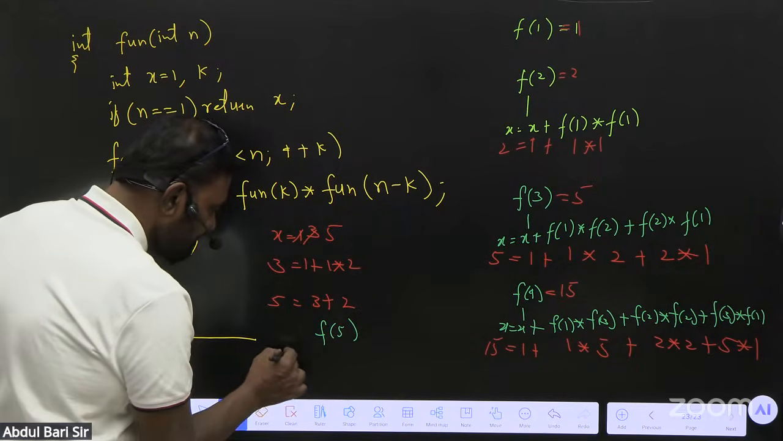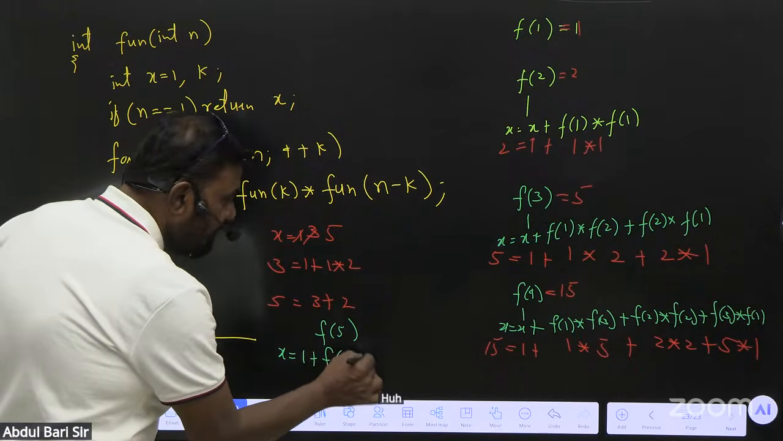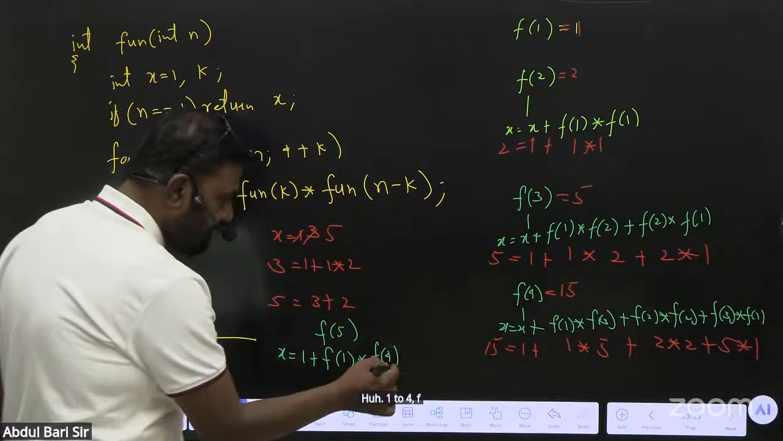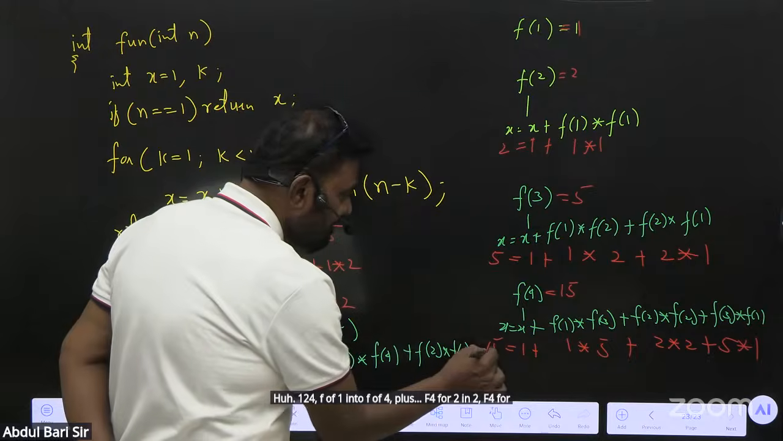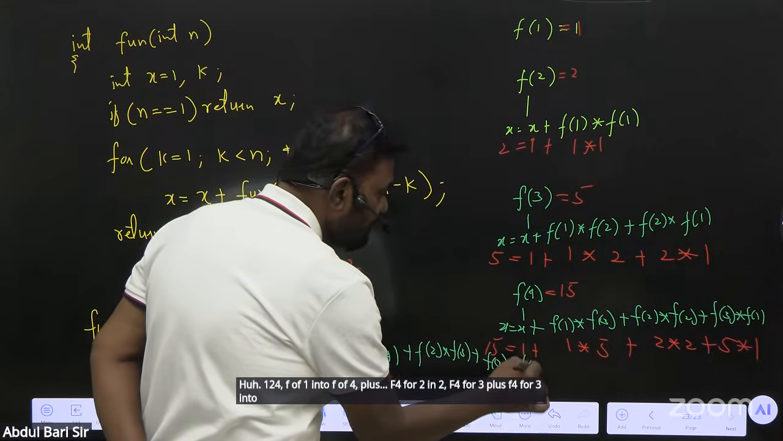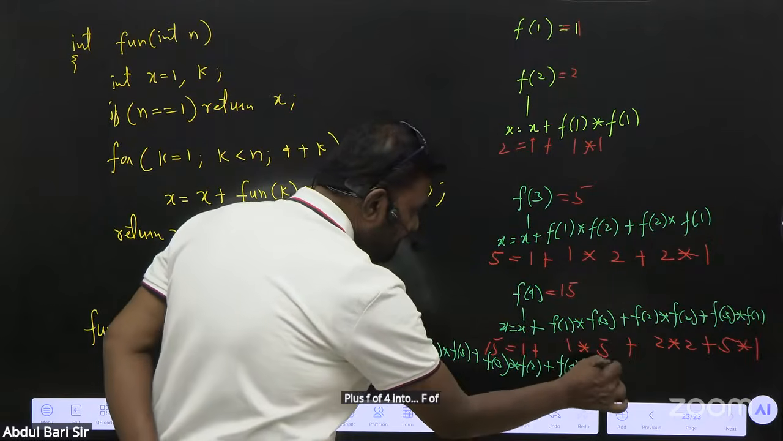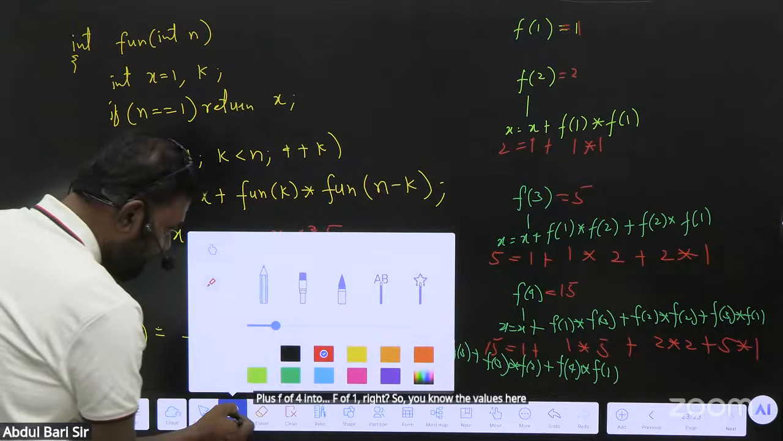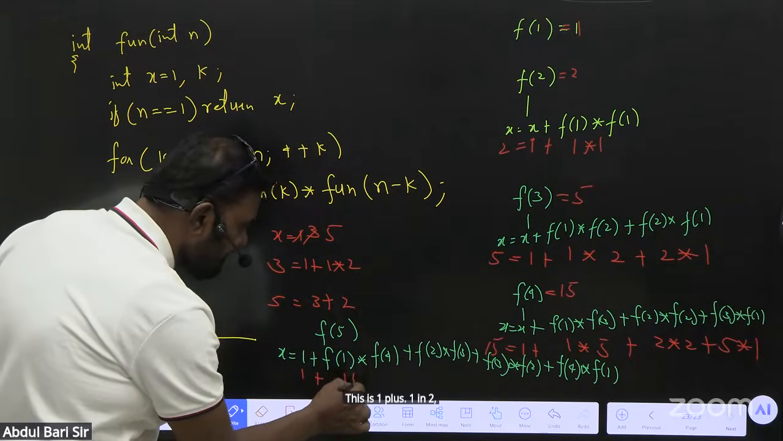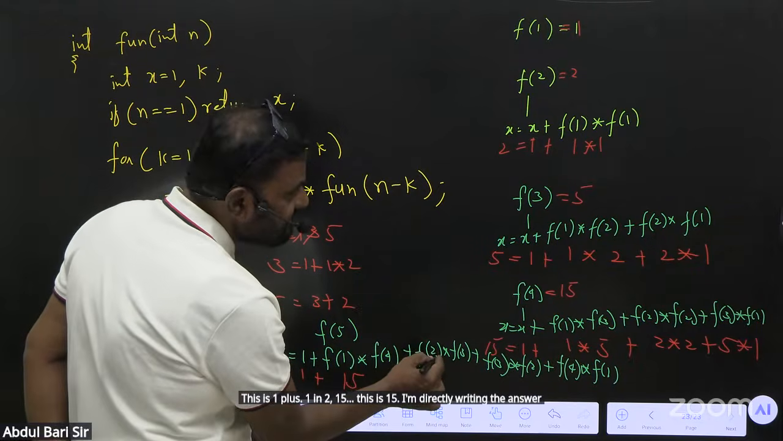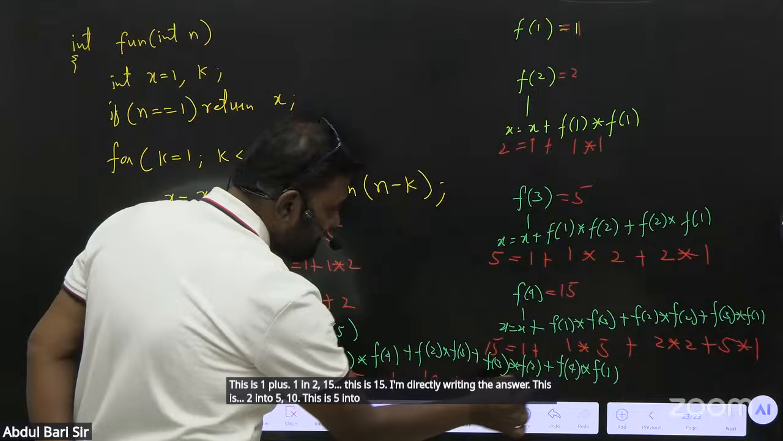F of 5 is how much? X assign 1 plus, 1 to 4, f of 1 into f of 4 plus f of 2 into f of 3 plus f of 3 into f of 2 plus f of 4 into f of 1, right? So you know the values here for all of them. This is 1 plus 1 into 15. This is 15. I'm directly writing the answer. This is 2 into 5, 10. This is 5 into 2, 10. Plus this is 15 into 1.